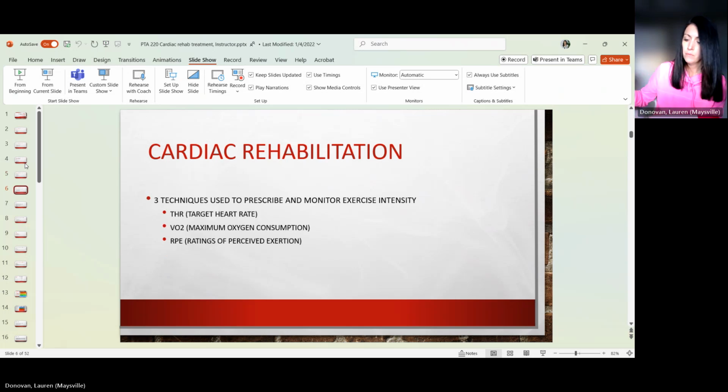So there are 3 different techniques that are used to prescribe and monitor exercise intensity, and you're going to need to know all of these, and we're going to talk about each one. But target heart rate, or THR, VO2, which is the maximal oxygen consumption, and RPE, which is a rating of perceived exertion scale.